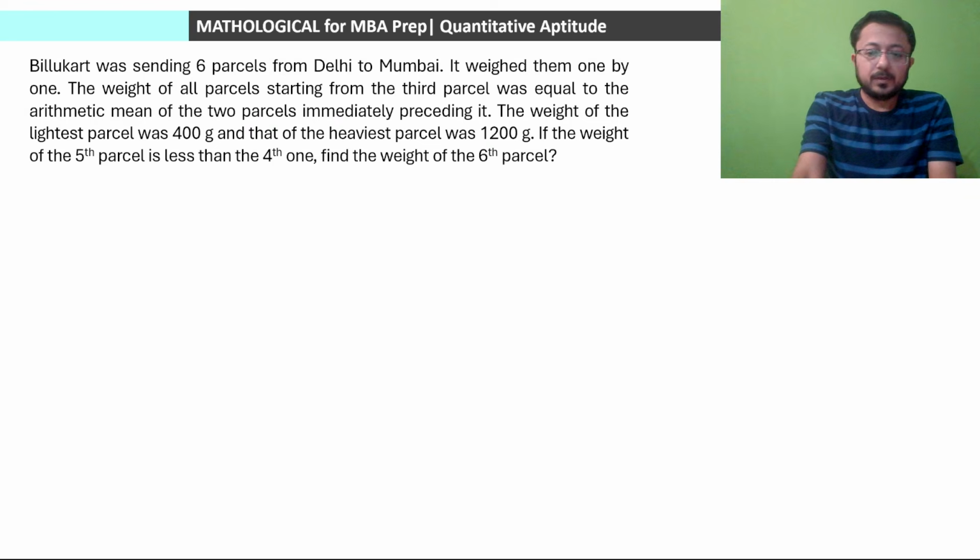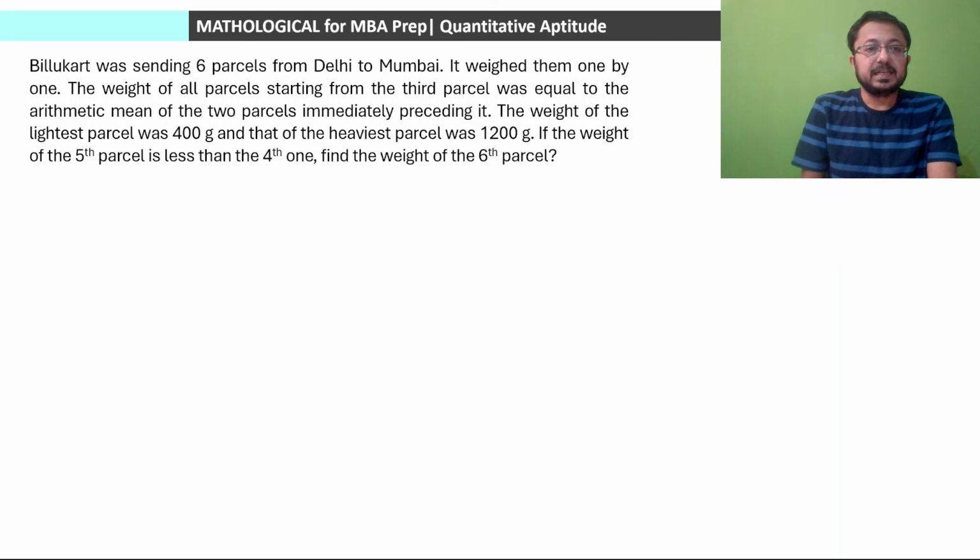The first question. The question is: Billu Cart was sending 6 parcels from Delhi to Mumbai. It weighed them one by one. The weight of all parcels starting from the third parcel was equal to the arithmetic mean of the 2 parcels immediately preceding it. The weight of the lightest parcel was 400 grams and that of the heaviest parcel was 1200 grams. If the weight of the fifth parcel is less than the fourth one, then what will be the weight of the sixth parcel? That is the question.